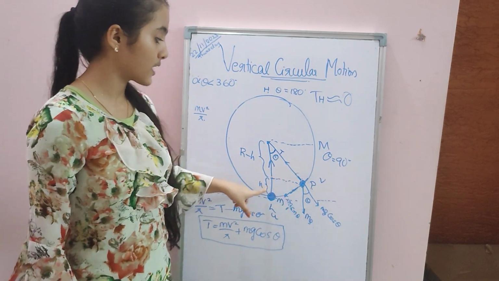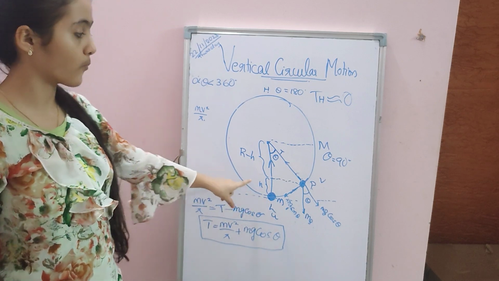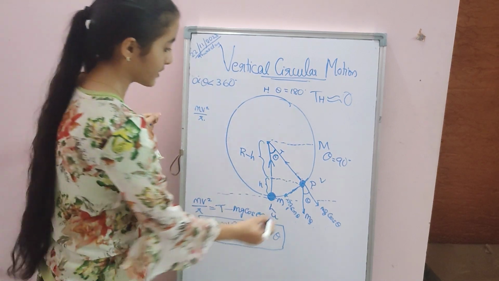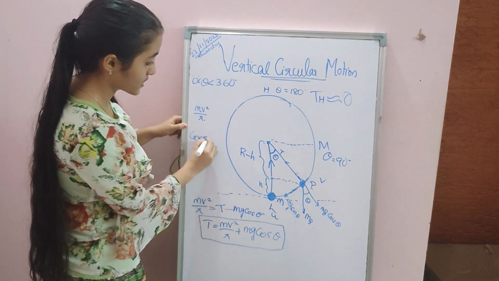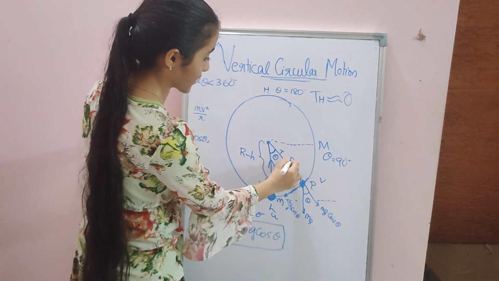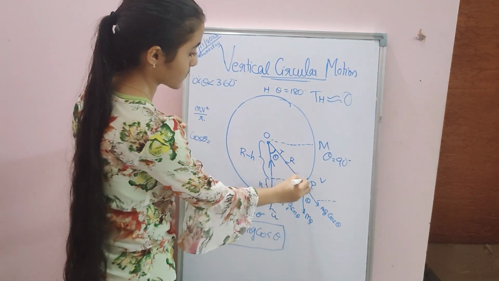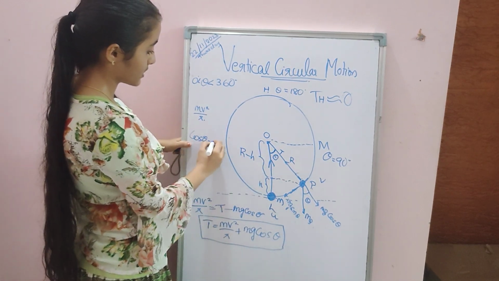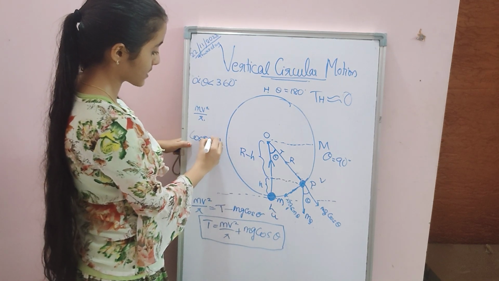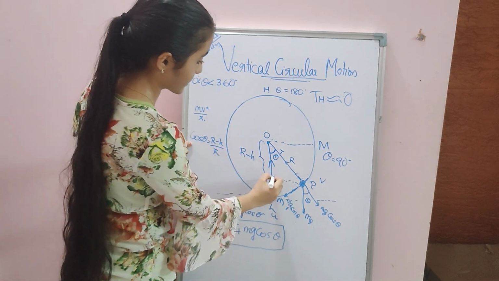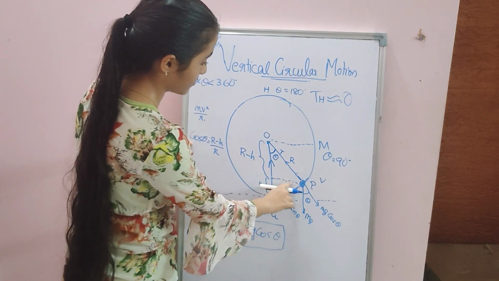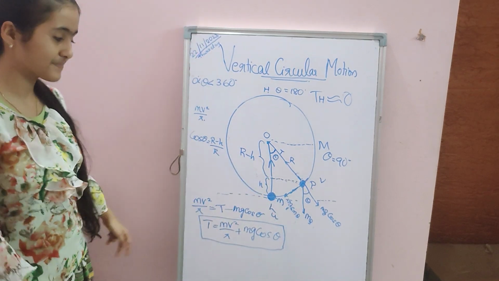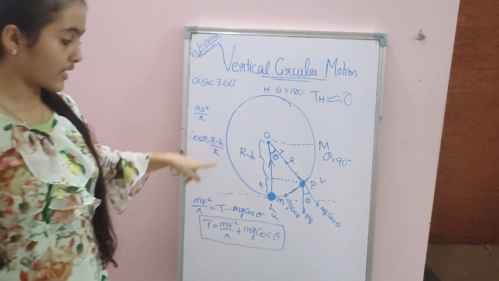Now this point P has reached a height h from the initial point, so we can mark this as r minus h. We take cos theta. This is the radius, from this point O to this point P. Now cos theta is equal to adjacent side by hypotenuse, that is r minus h by r. So we are taking this triangle OP into consideration. So we get the value of cos theta.